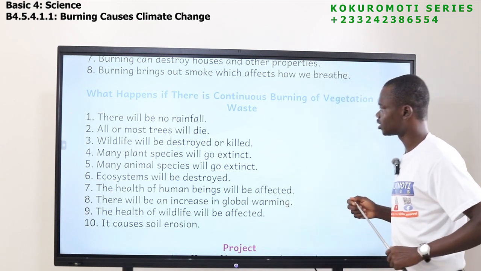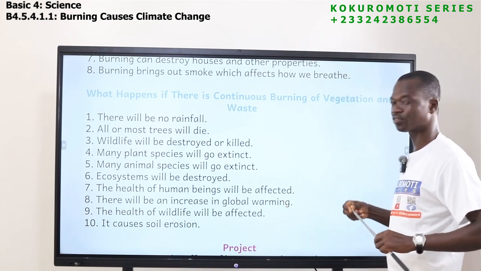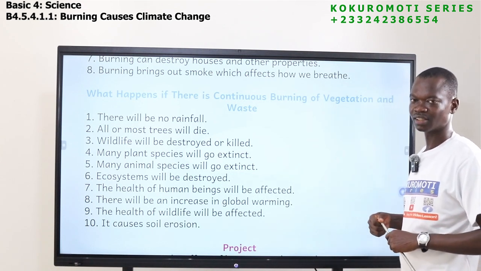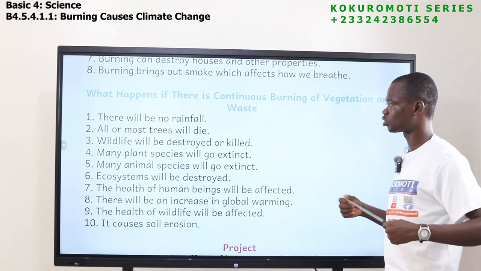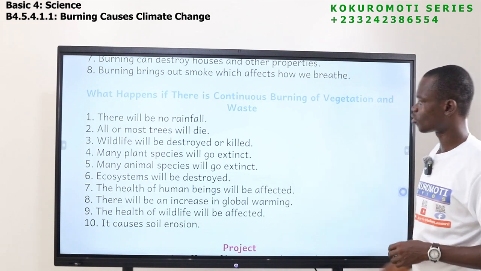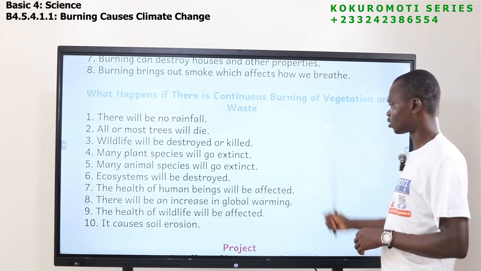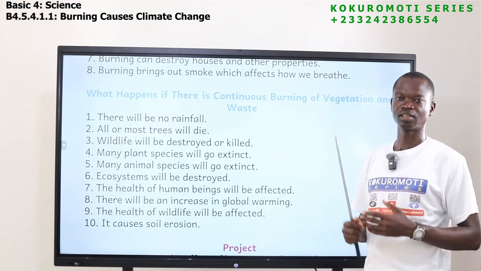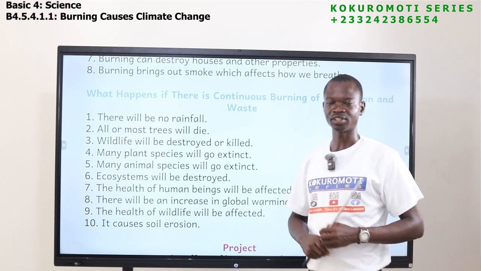2, all or most trees will die. So if every day we burn, farmers cut down trees and burn, you see that all our trees or most of our trees will die. Number 4, wildlife will be destroyed or killed. I have explained to you that wildlife is the animals that we have in the forest.